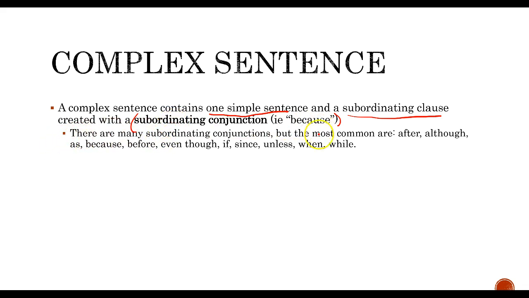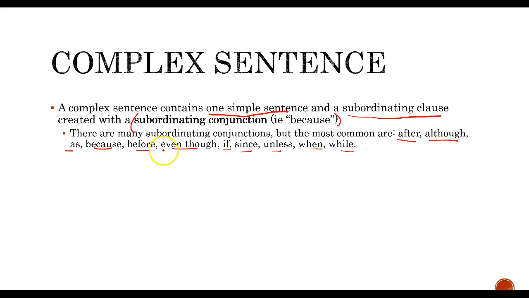There are many subordinating conjunctions, but the most common ones are after, although, as, because, before, even though, which isn't a word, it's actually a phrase, if, since, unless, when, and while. When you use a word like this, you make something subordinate. So for instance, if we said, if the cat jumps off the chair, that's not a complete sentence, although the cat jumps off the chair is a complete sentence. When we put the word if in it, it makes it dependent on something else, so it makes a subordinating phrase.